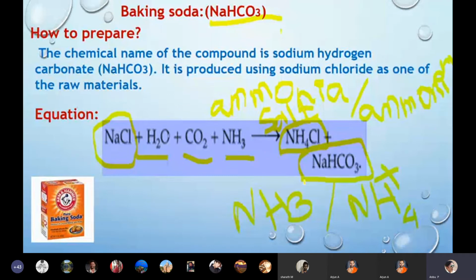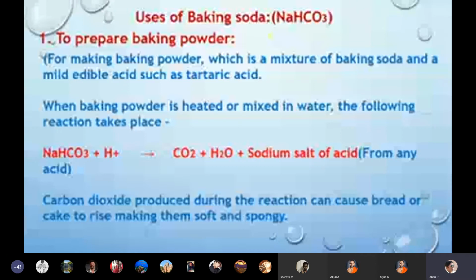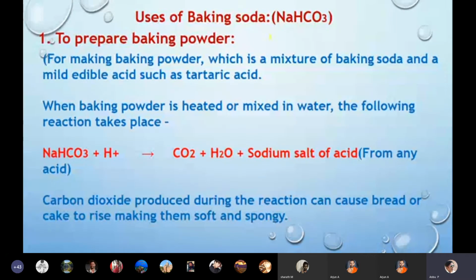Let us see how this baking soda has been used. The first is to prepare baking powder. What is the difference between baking soda and baking powder? There is a difference. Baking soda, when it is added with an edible acid like tartaric acid, citric acid, oxalic acid, malic acid, malonic acid, natural acids.